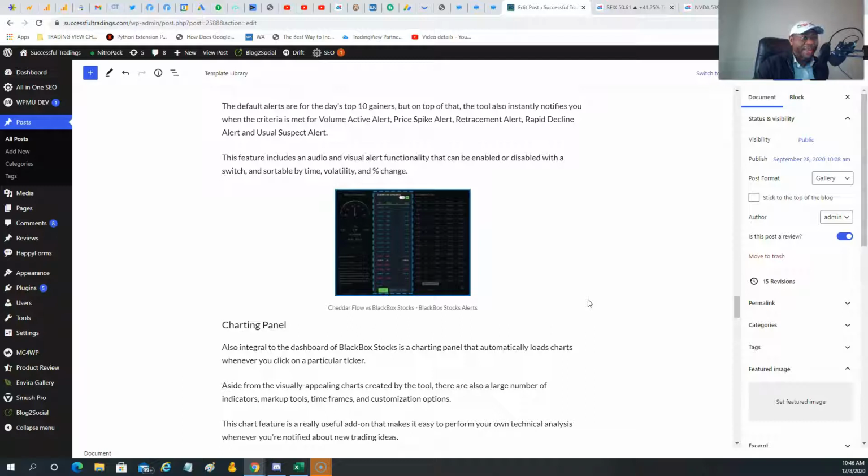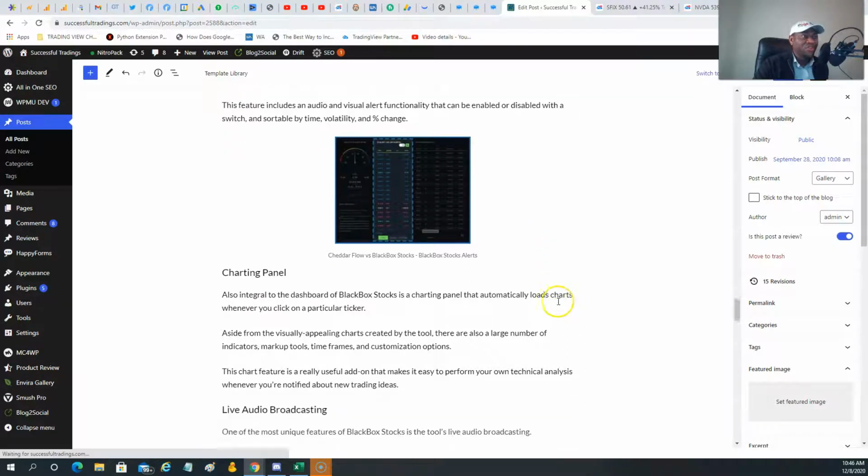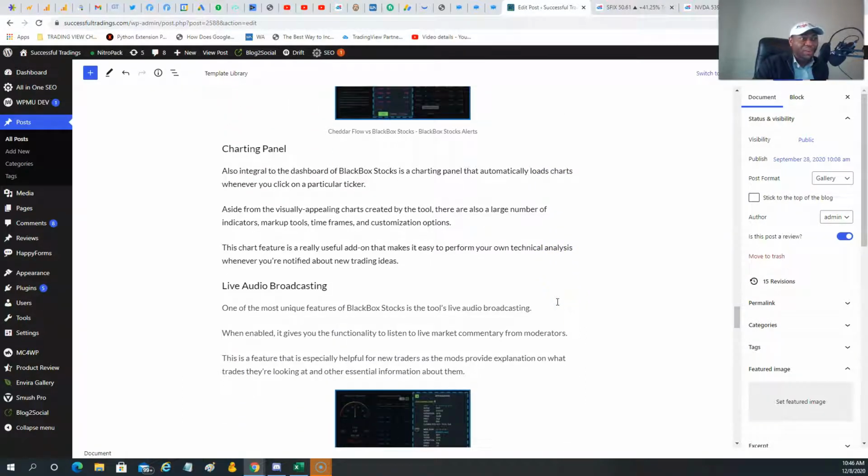Yes, Blackboxstocks gives you a lot more than the other two. I believe definitely more than Cheddar Flow. But that's by no means a sign that you're going to be able to profit more out of it. That's really the bottom line. You need to know that.